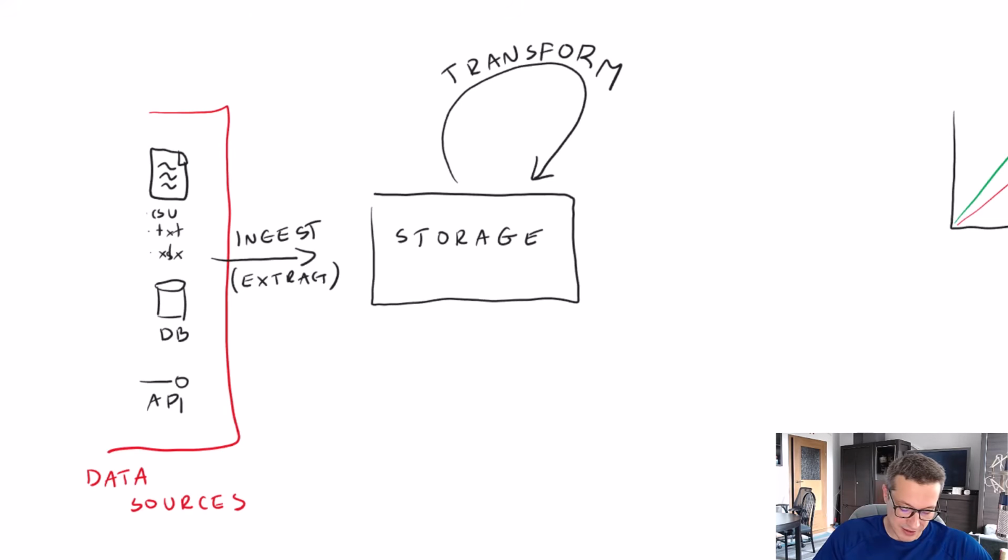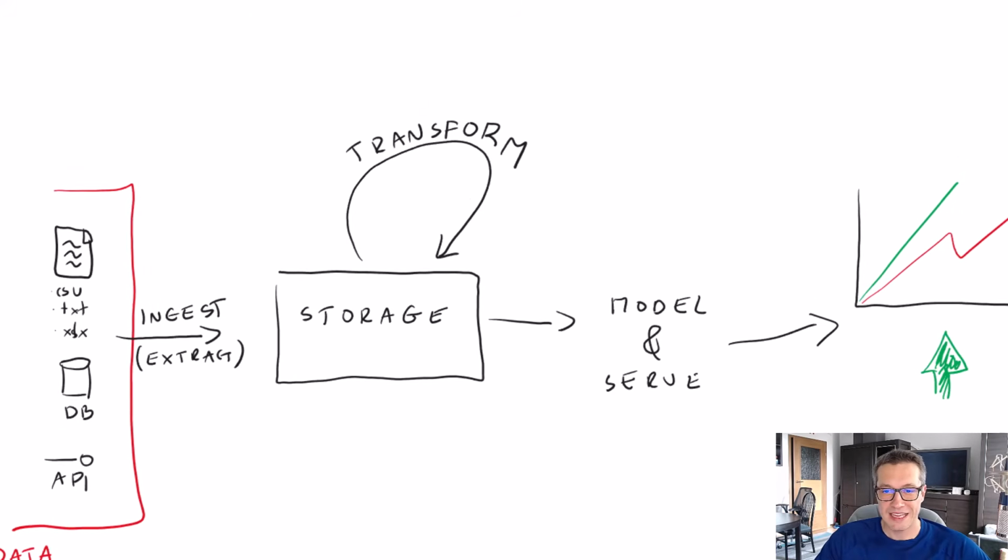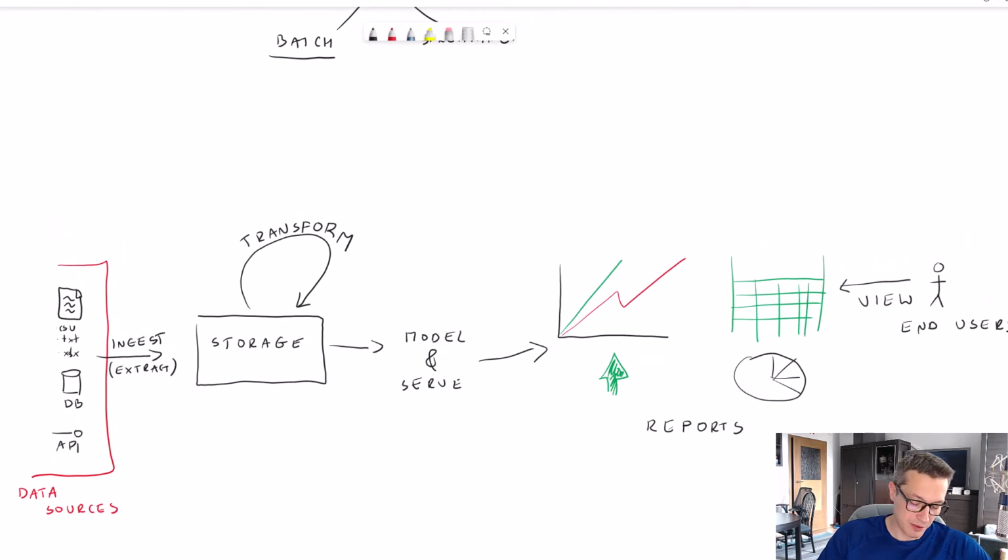Then what we might need to do is to model our data and serve it to our reports, right? Like this. And now, what parts of this whole process are data engineer responsibilities? So basically, it is like this. So everything between data sources and modeling and serving is a responsibility of a data engineer. Data engineer.